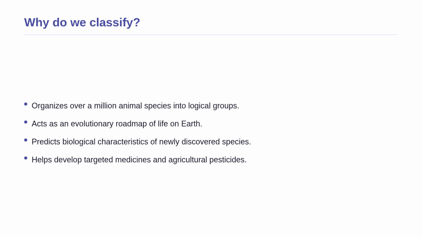By classifying animals based on their body plans, we can predict the biological characteristics, behaviors, and even the medical importance of newly discovered species. For instance, knowing the exact classification of a new parasitic worm helps scientists develop targeted drugs that exploit its specific biological weaknesses.